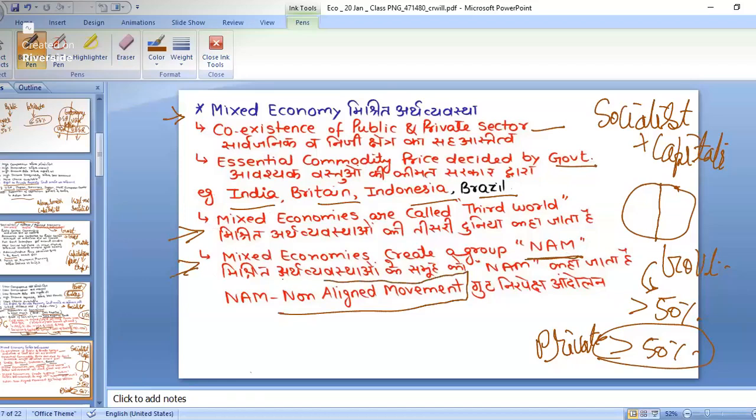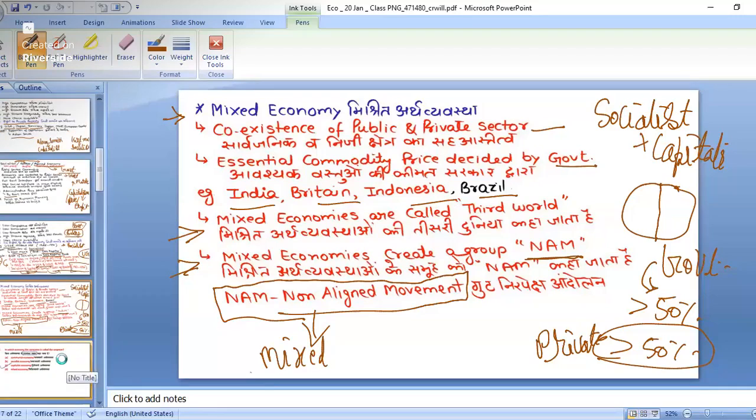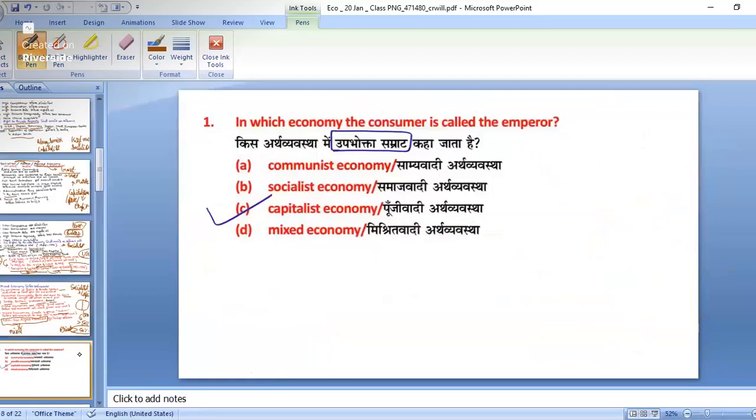You all would have heard about the Non-Aligned Movement. This particular group was created by the mixed economy countries, in which we have India, Britain, Indonesia, Brazil. All those countries are mixed economy countries. So we have finished the types of economy and their characteristics. Now we will see some questions.